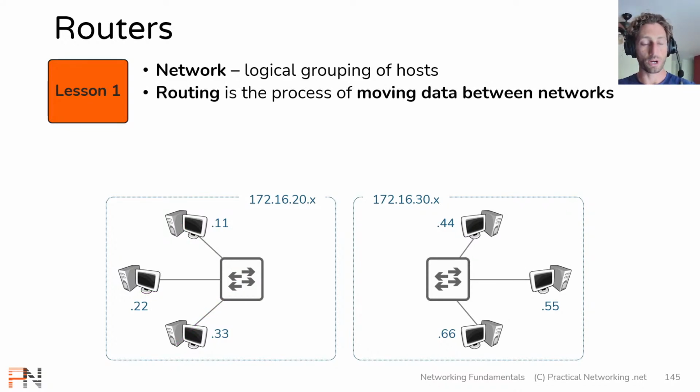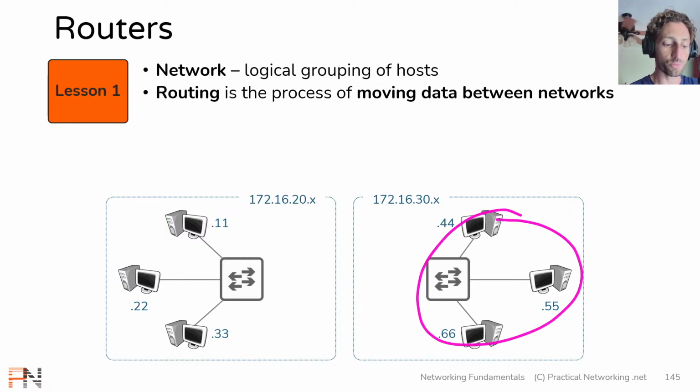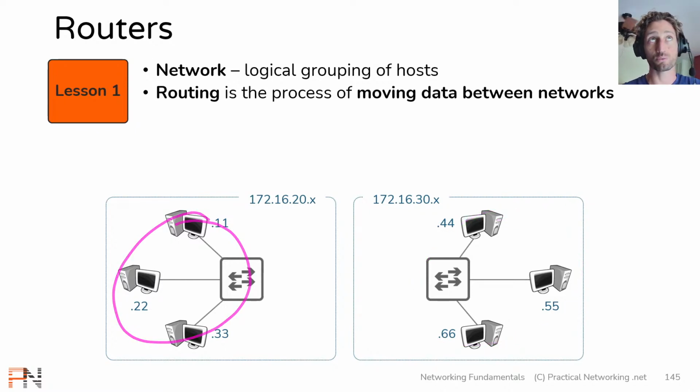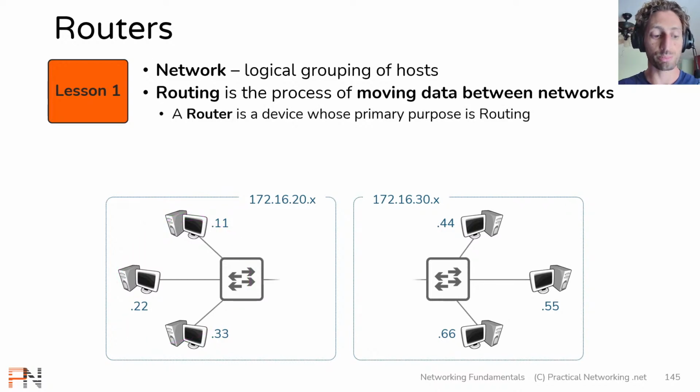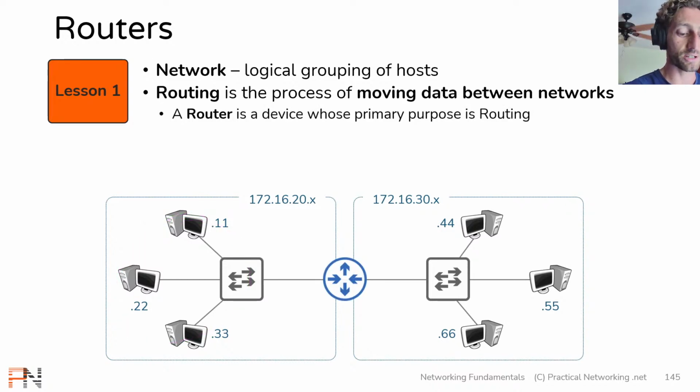Then we discussed routing, which is the process of moving data between networks, meaning if these hosts want to speak to these hosts, they're going to have to run through a router, which is going to perform routing, which is what's going to take the data from this network and move it over to the next network. Now, it's important to understand the definition of routing as I've laid it out, because there are many types of devices that do routing. So there's load balancers, there's proxies, there's forward and reverse proxies, there's firewalls, there's layer 3 switches. All of those devices claim to do routing.